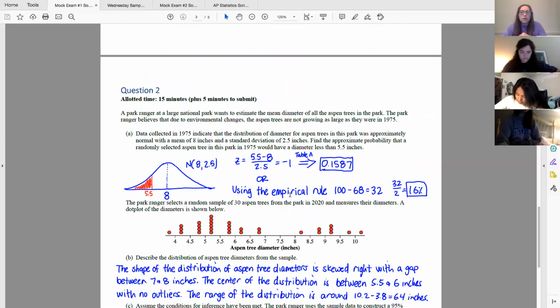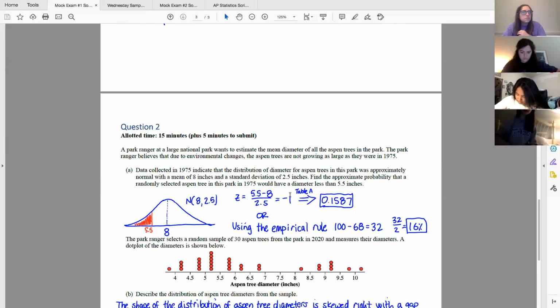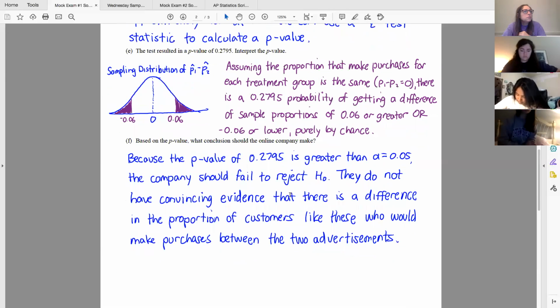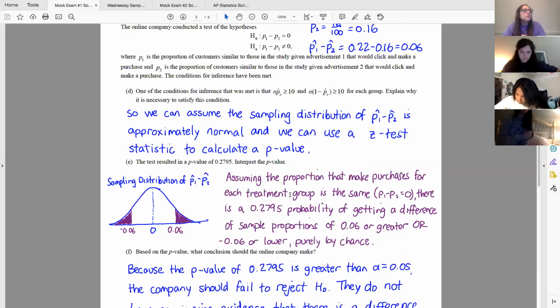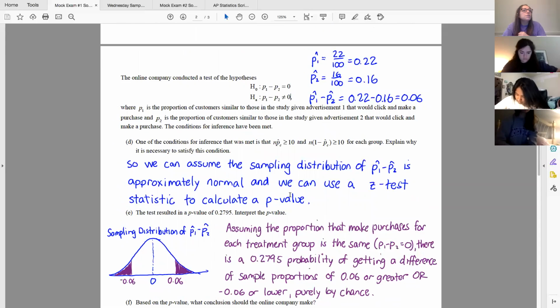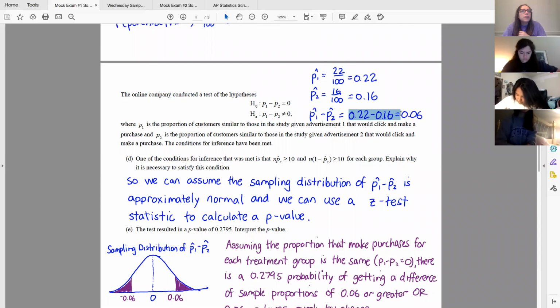Ms. McKinley, on that question, can you explain again how you got 0.06? 0.06 is the test statistic, which would be the difference between the 2 proportions. Thank you. So they just calculated that; it was the mean of the sampling distribution, which would be your two populations subtracted.